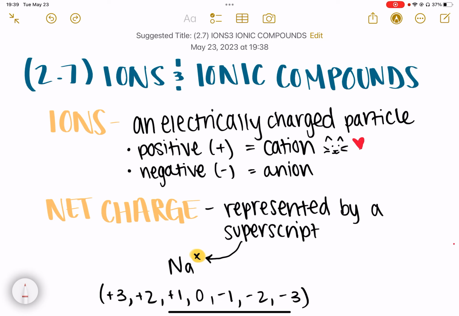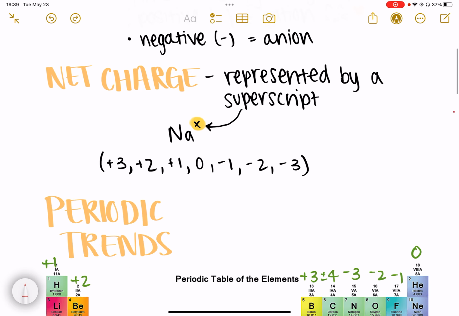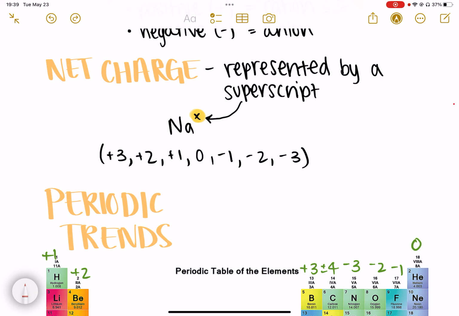Ions may behave very differently than the atom they are derived from, and this is because of the change in charge. They could also be very reactive. The net charge is represented by a superscript, which goes above the chemical name. You can have many different charges, but plus one means the loss of one electron, plus two means the loss of two electrons, and plus three means the loss of three electrons, and so on.